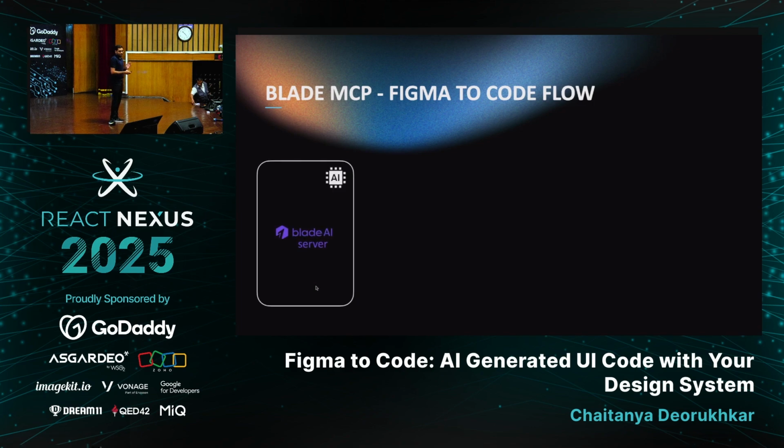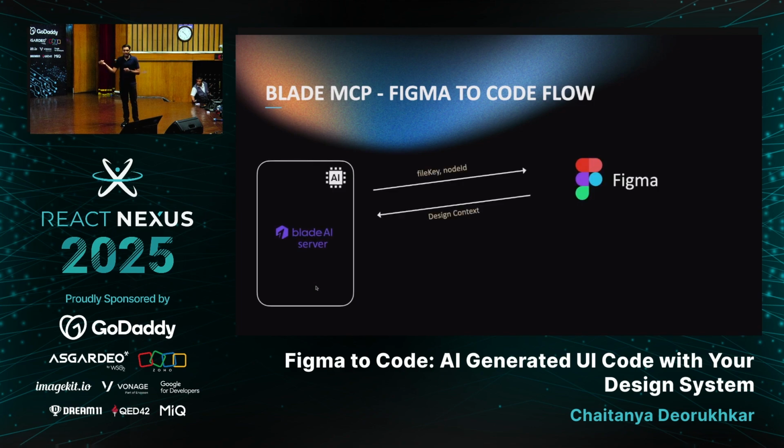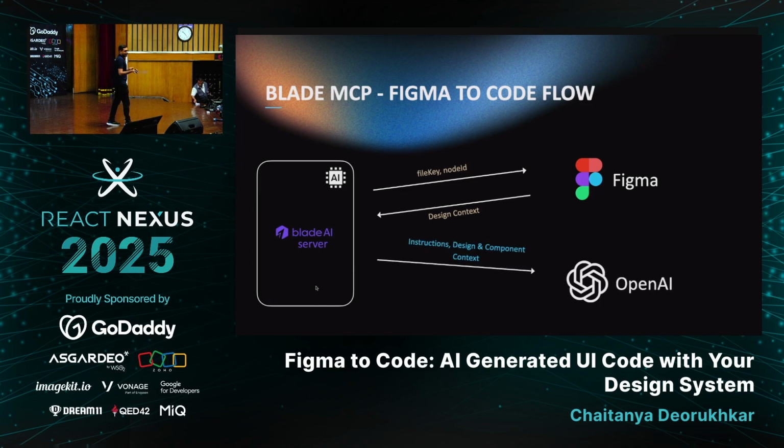So just to recap, this is how the flow looks. Blade AI server will reach out to Figma and get as much design context as possible. It's going to reach out to OpenAI with the design and component context and a bunch of instructions, and ask it to convert it to code. It's going to give us back the UI code that is written with our design system.